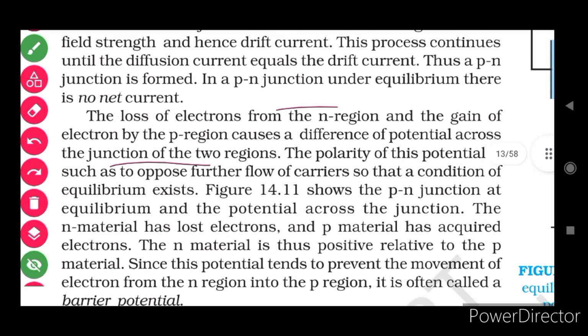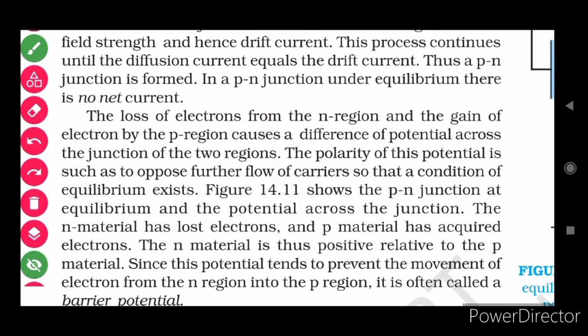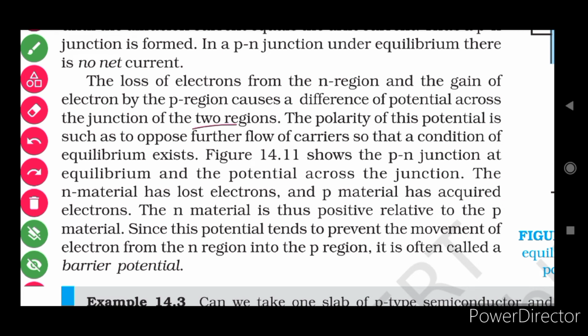Now the loss of electrons from the n region and the gain of electrons by the p region causes a difference of potential across the junction of the two regions. Already I have told you this, that because of the movement of the majority charge carrier holes, the p side now has some negative charge, and the opposite situation is on the opposite side. There is a potential difference created, a potential barrier. So this is the barrier potential. I have already explained all this to you.